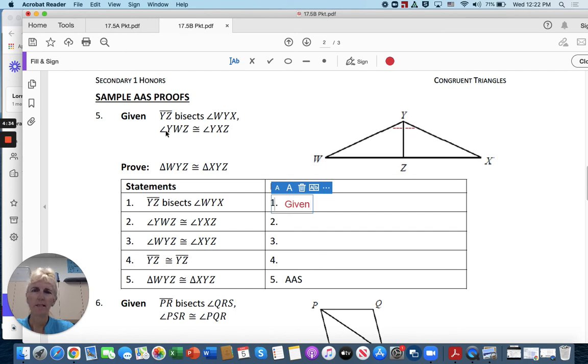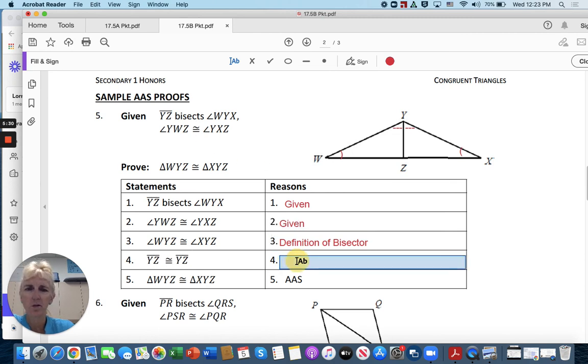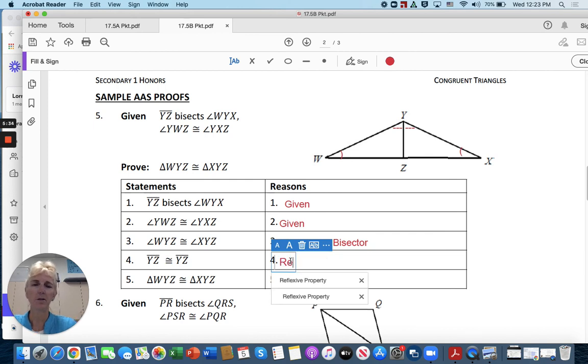Okay, so that's bisect. Now we say YWZ is congruent to YXZ. So they're basically saying also in the given that this one is congruent to this one over here. This one is also a given. Now WYZ is congruent to XYZ by definition of bisector. Because the definition of bisector means it's going to split those two angles into equal or congruent angle measures. Number 4, YZ is congruent to YZ. Again, that's not even looking in the mirror, but we use the reflexive property there.